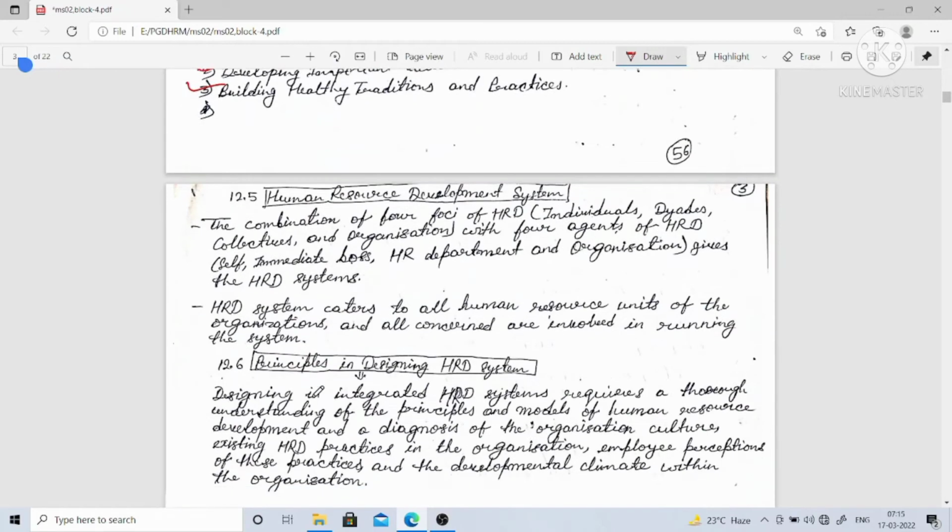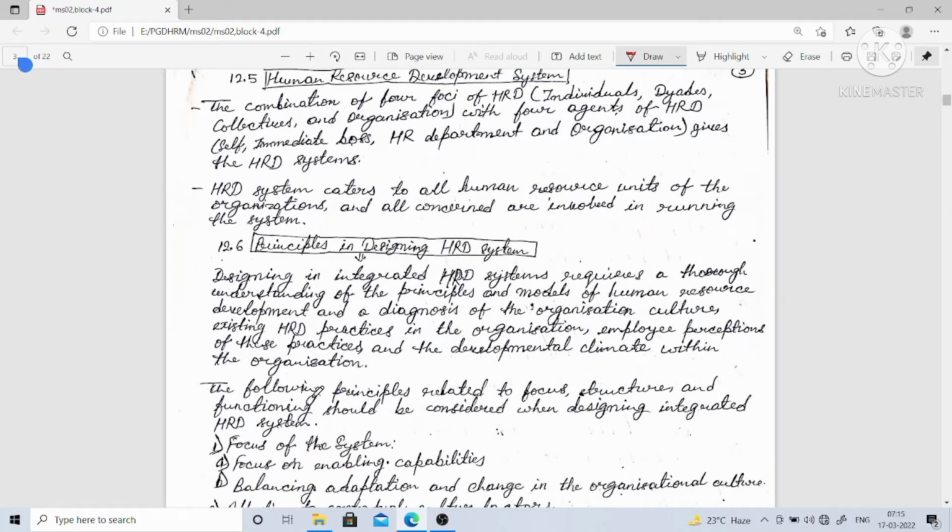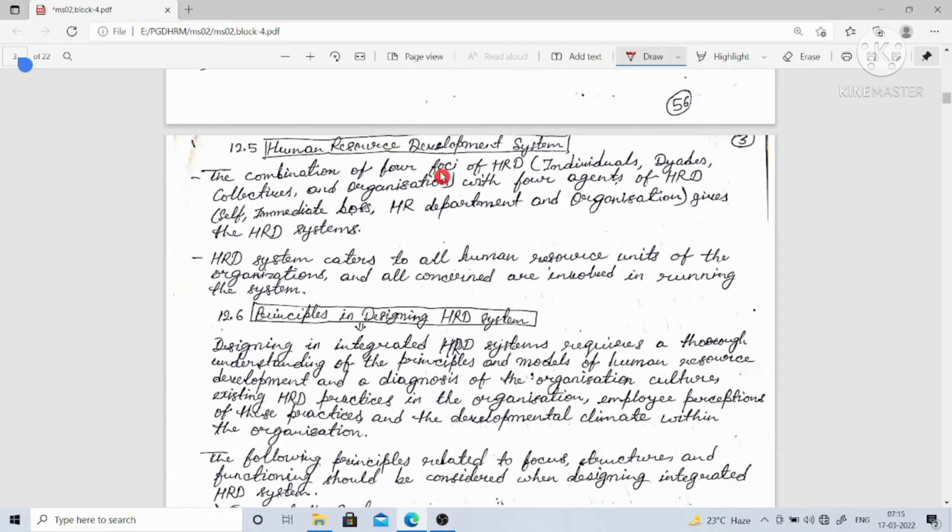Human resource development system next given. The combination of 4 foci, here given the combination of 4 foci of human resource development. So what are these 4 foci of human resource development? Given individuals, dyads, collectives and organization with 4 agents of human resource development: self, immediate boss, HR department and organization gives the human resource development system. So here 4 things are combined in the human resource development system.